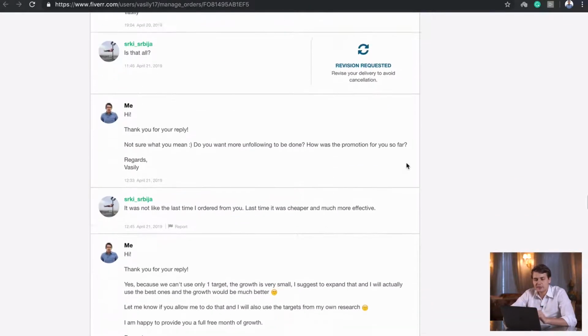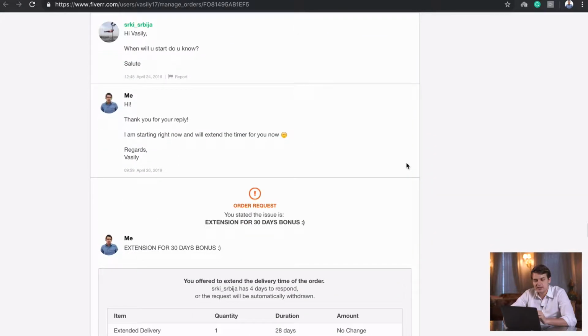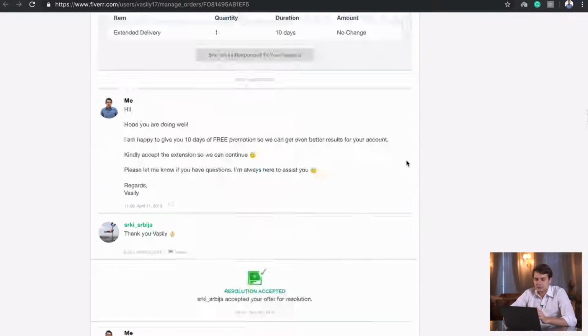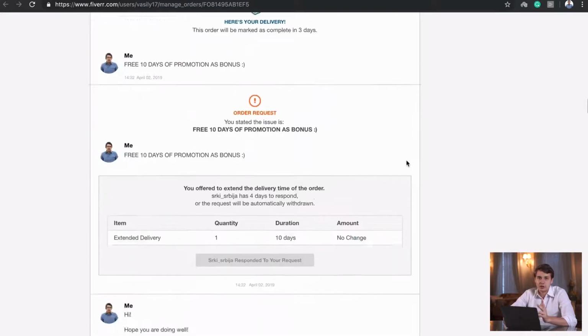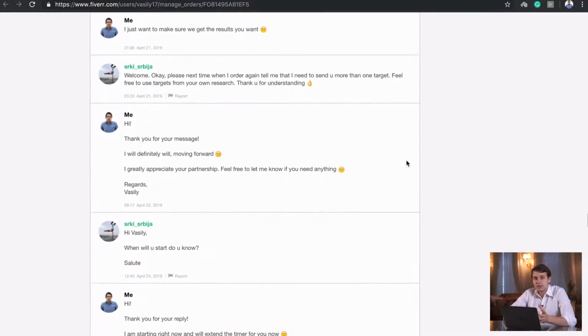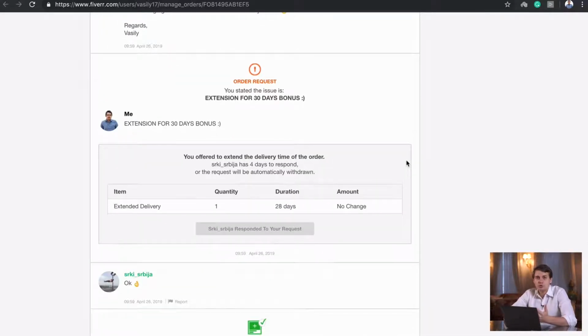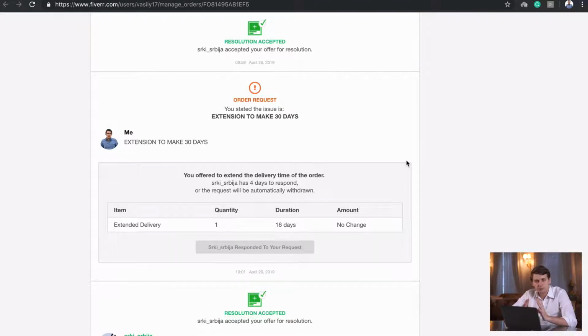So I extended several times here. He accepted the extension, like, okay, let's see how it goes. In total I provided him almost 2 months of extra service. And afterwards he was still not happy. Of course I cannot really push it to delivery, even though I tried, but then I decided, okay, I don't want to pursue it.